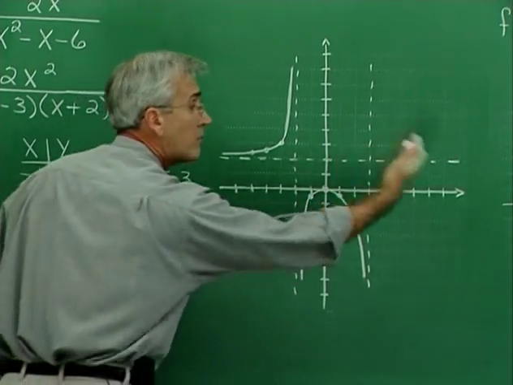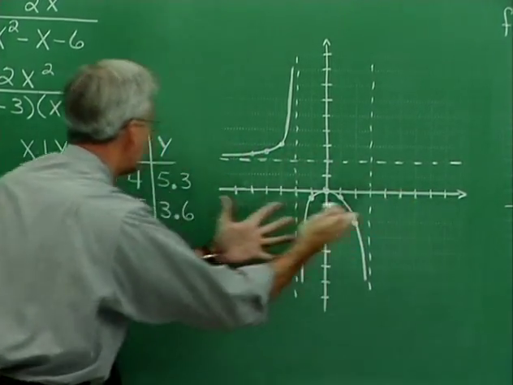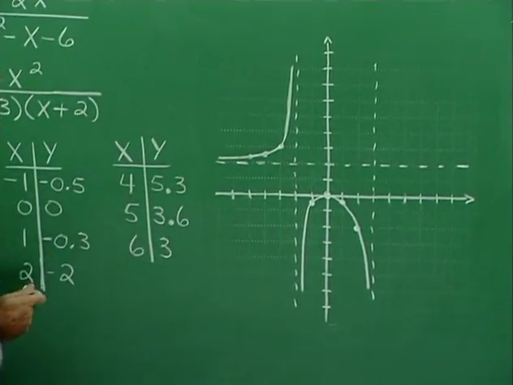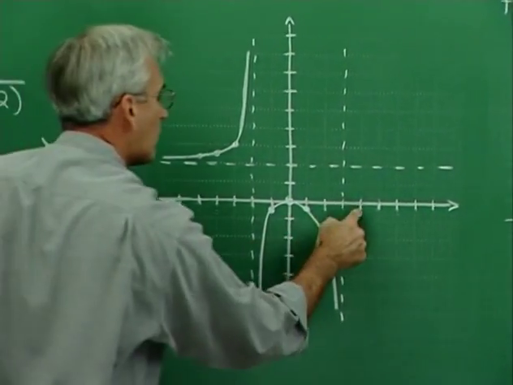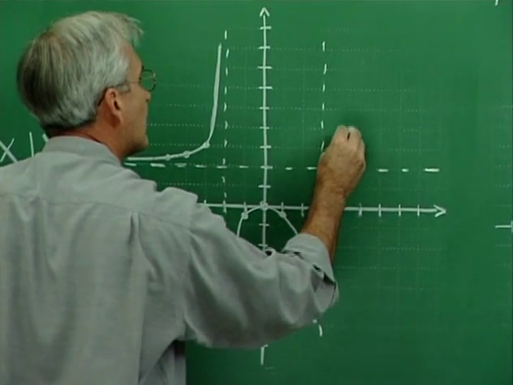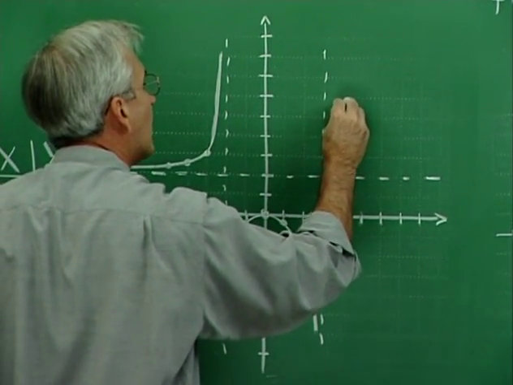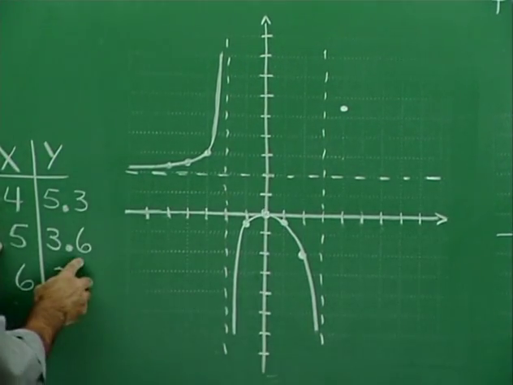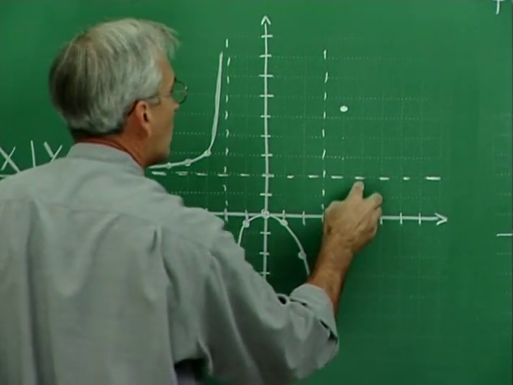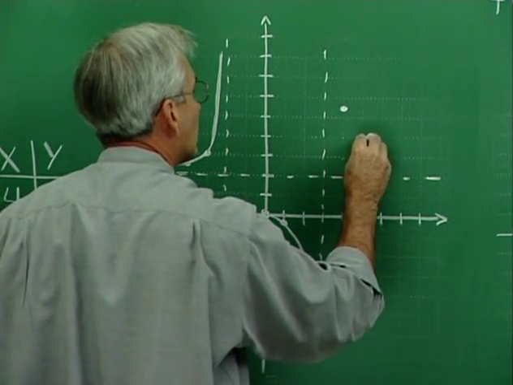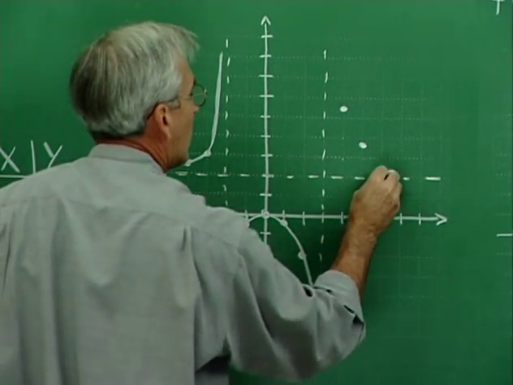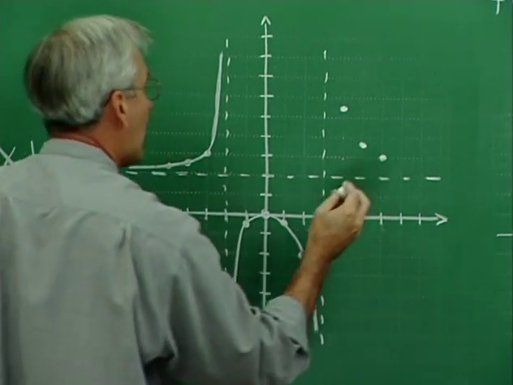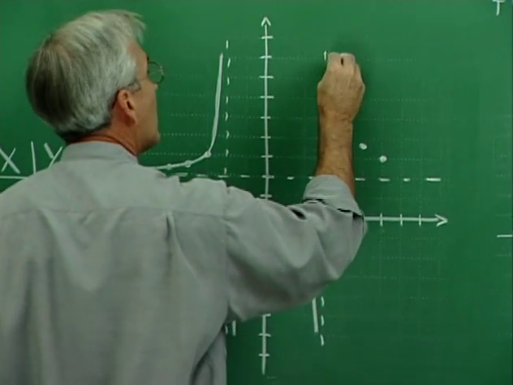Now, for the other part, out here, let's plot some points over here. 4, 5, and 6. 4 goes to 5.3. And 5 goes to 3.6. 6 goes to 3. And now we know how the curve behaves.